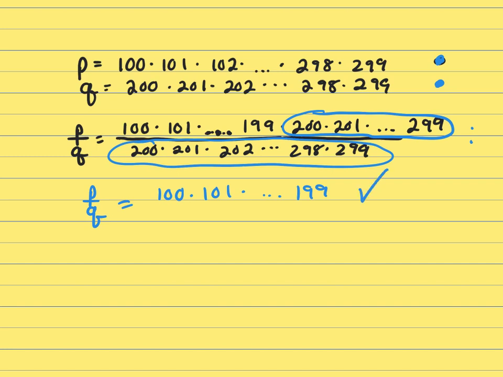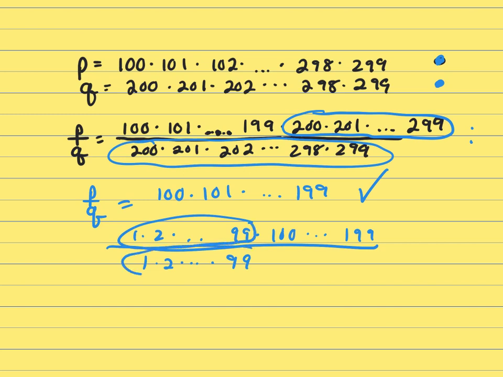Well, we know it's not A or B. I know it's not D either because it's got too many. Look at C. C is 1 times 2 ... times 100 ... 199. Hope I've written enough. And the denominator is 1 times 2 ... up to 99. So you can see how these would cancel. And you're left with 100 times 101 all the way up to 199, which is exactly what we have here. So your answer's C.